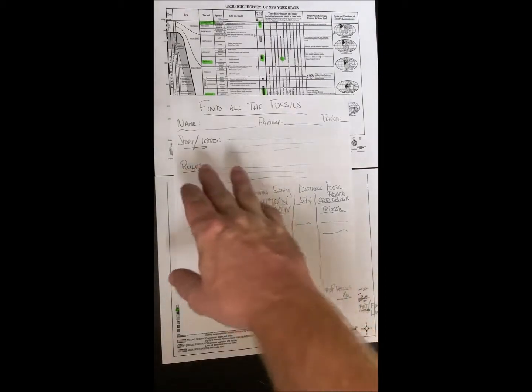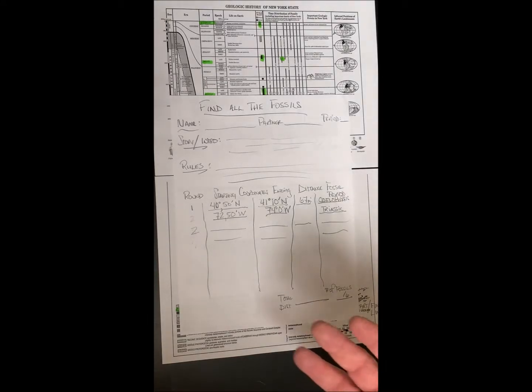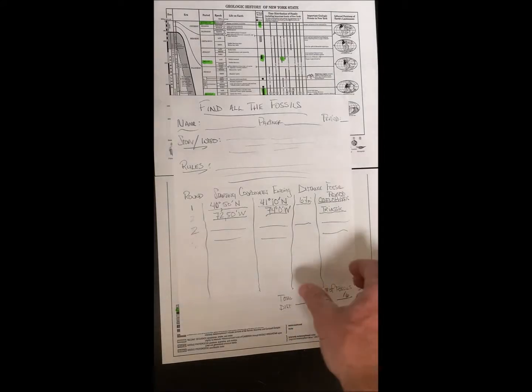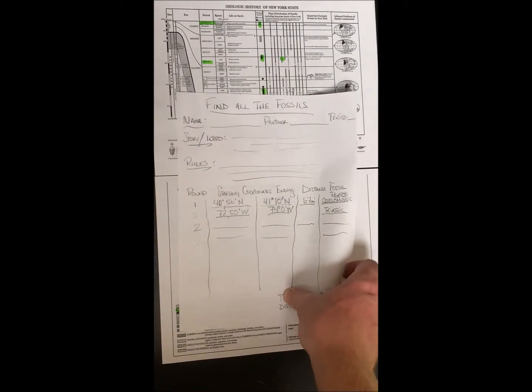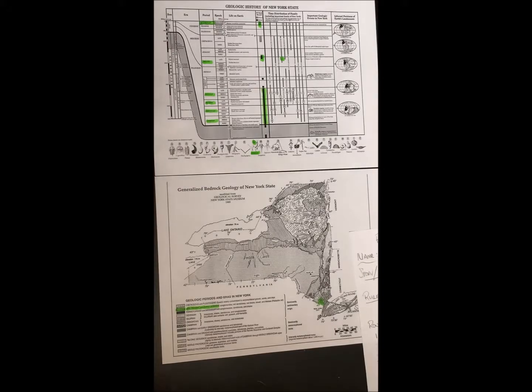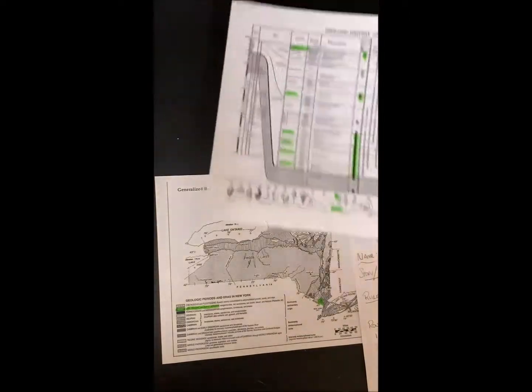I'm going to give them the story background. And there's an emergency of some sort. A geologist needs to get all these fossils together to give a presentation. So they're going to send out the students to go across New York State and find fossils from each time period in New York State. Let me pick this up so you can read it a little better.